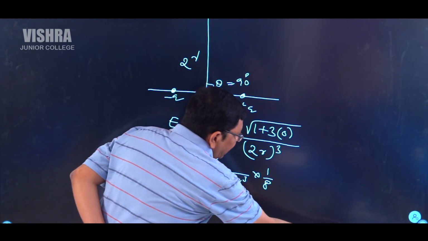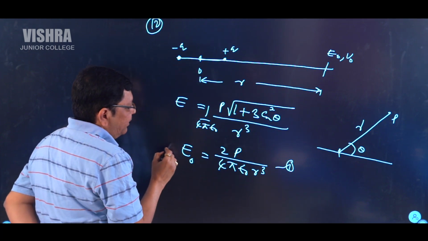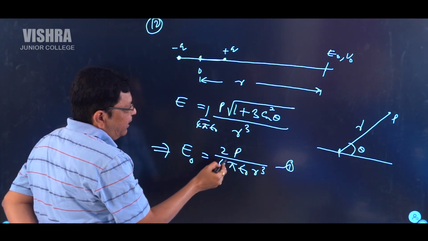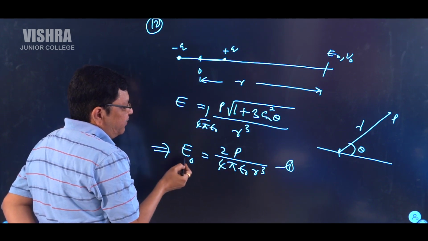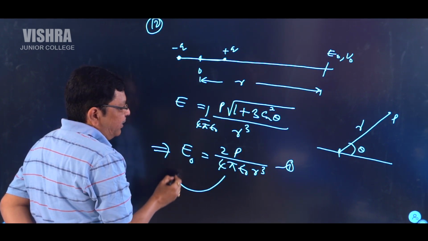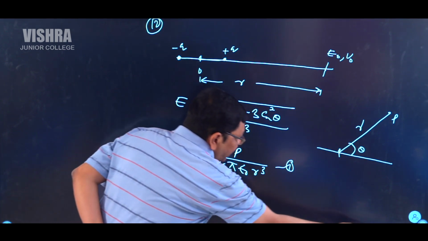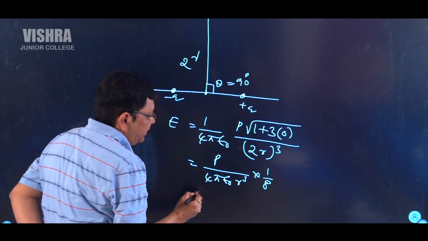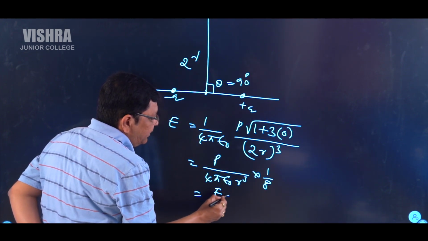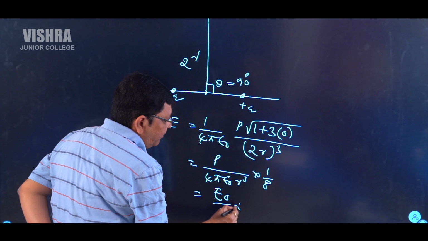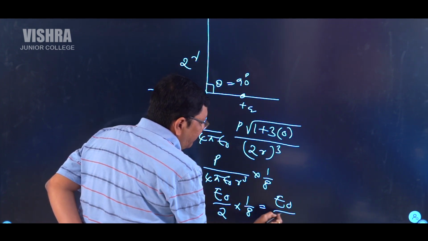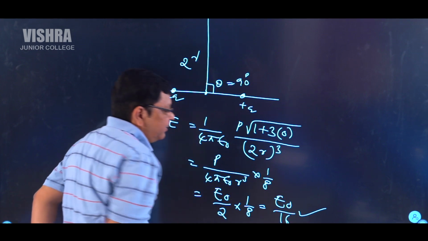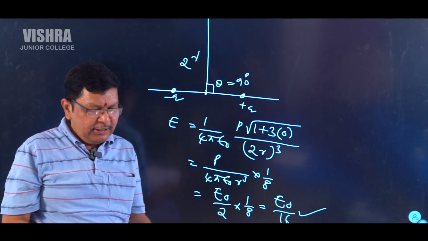You see from the earlier condition, 2P by 4 pi epsilon naught r cube is E naught. So P by 4 pi epsilon naught r cube is E naught by 2. So I replace P by 4 pi epsilon naught r cube with E naught by 2. So this is E naught by 2 multiplied by 1 over 8. We are getting this as E naught by 16. So this is the first option for this problem.